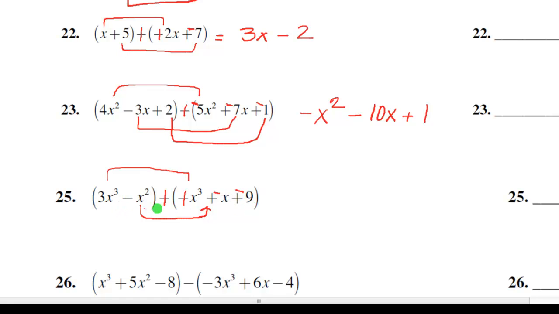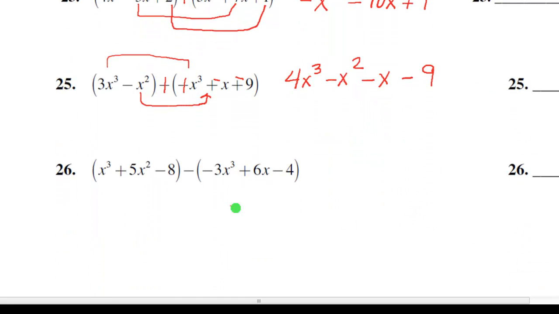So 3x cubed added to a positive 1x cubed, right? That gives us 4x cubed. Now there's no more like terms, so we just bring over those terms. Negative x squared minus x minus 9.